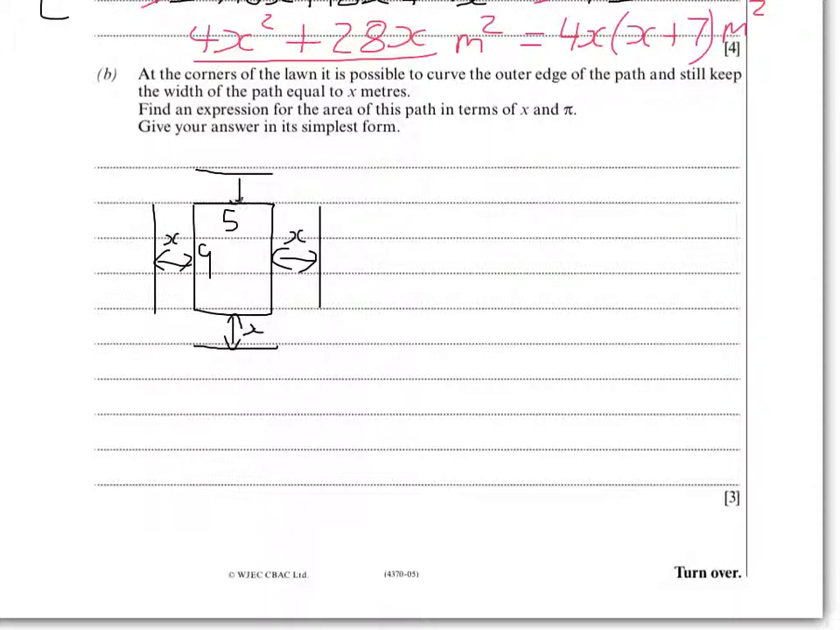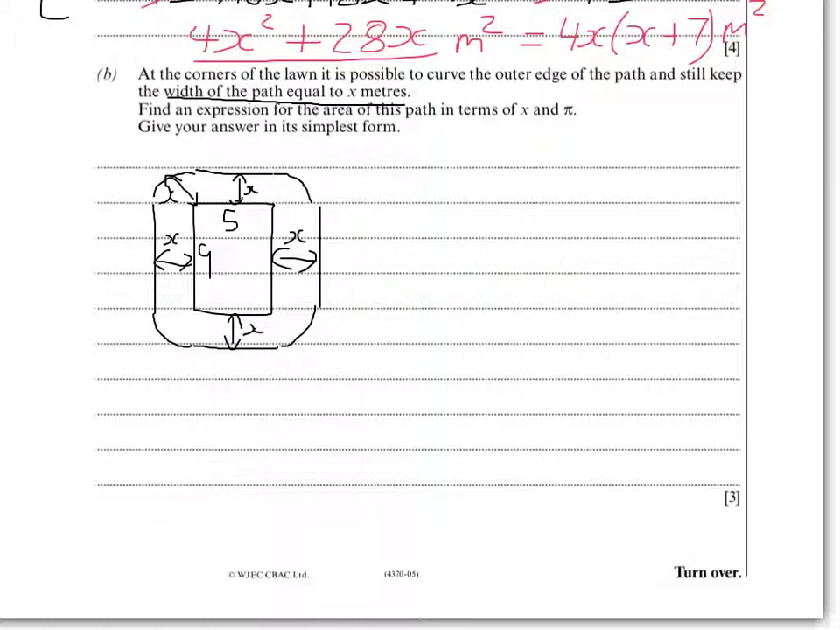But this time we've got curved edges along each side. But it does say that the width of the path is still equal to x meters. So that means that in that circular part, or that quarter of a circle that we've got, x meters. Now we're going to find an expression for the area in terms of x and pi.